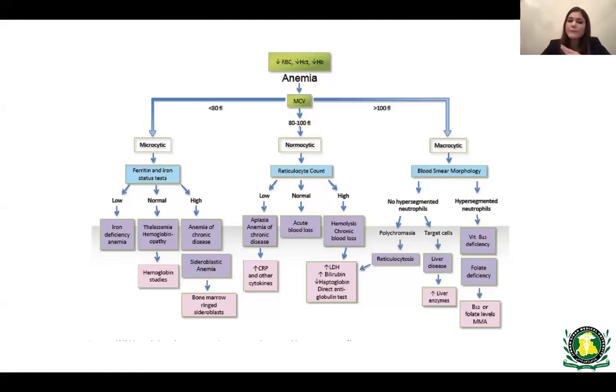And if you don't have hypersegmentation of neutrophils, that's when we look at whether there is polychromasia or target cells noted. If it's reticulocytosis, that's when we go in and look into the hemolytic process and what's going on as far as your macrocytic anemia is concerned. And if we are having target cells, then we know that this is liver disease. So you check for hepatic panel, liver enzymes, and all of that.